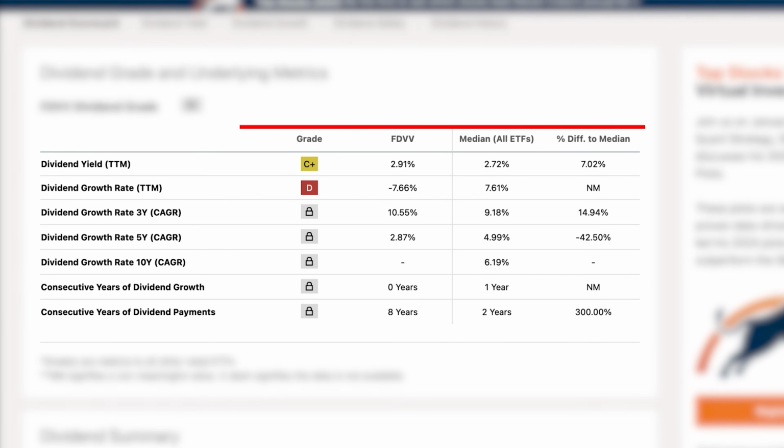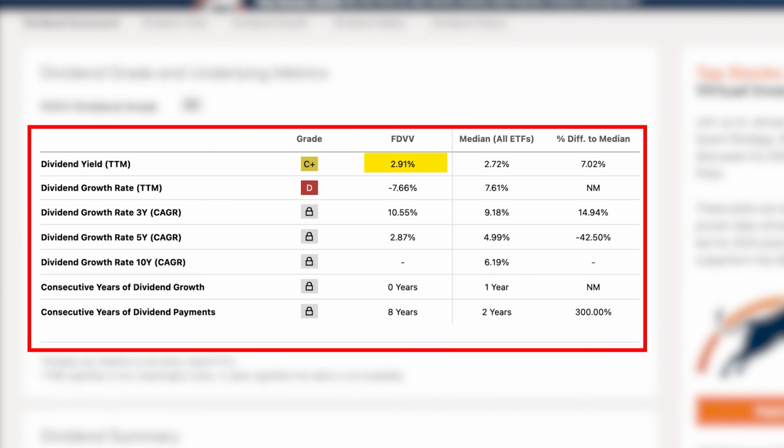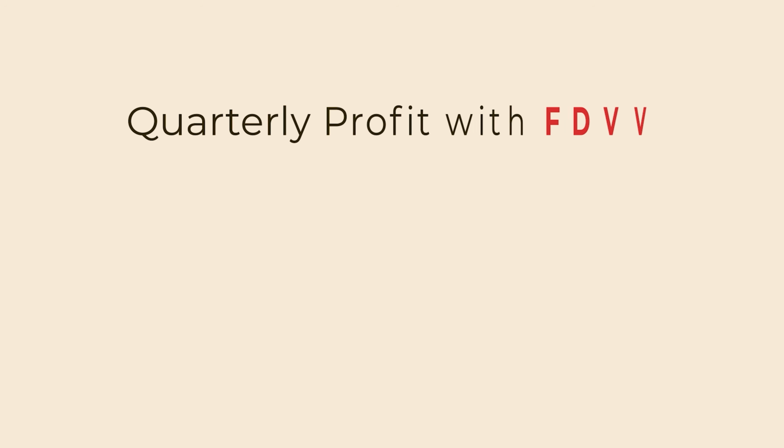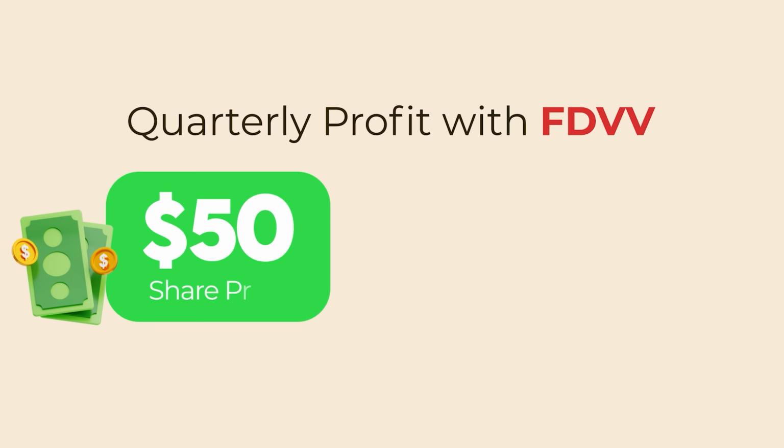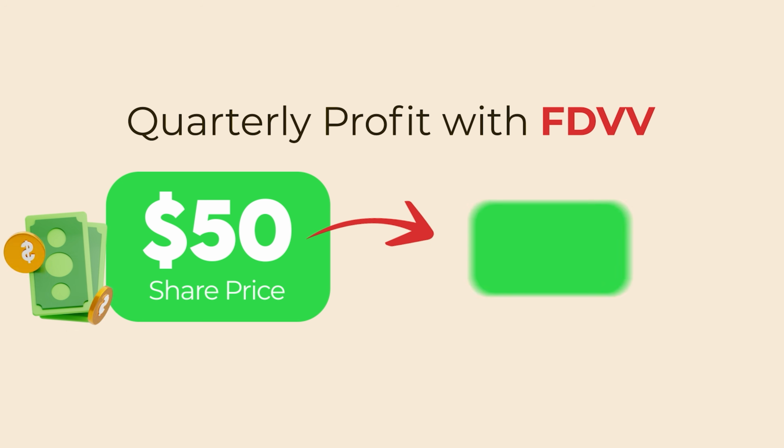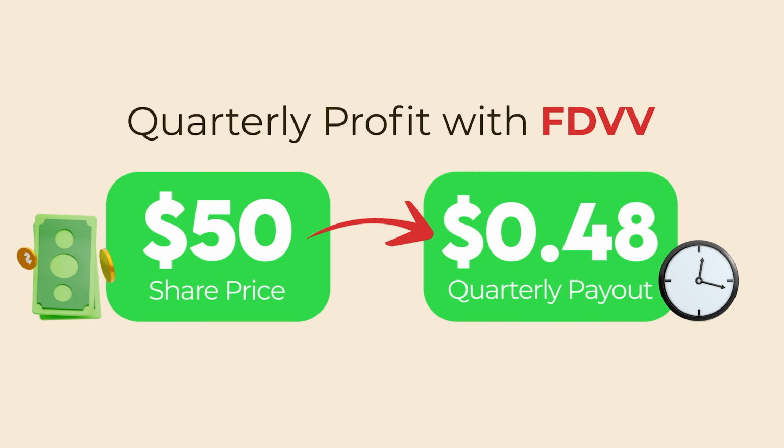And then when we look into the actual dividends for FDVV, it currently has a 2.91% dividend yield over the past 12 months, where the growth for the dividends has actually declined 7.66% over the same period. So with FDVV roughly trading at around $50 per share, this means for every share that you own, you will get paid 48 cents every quarter, which is every 3 months.